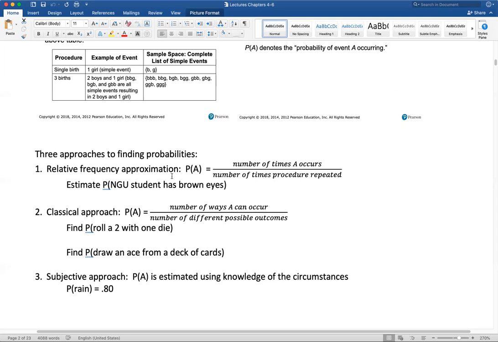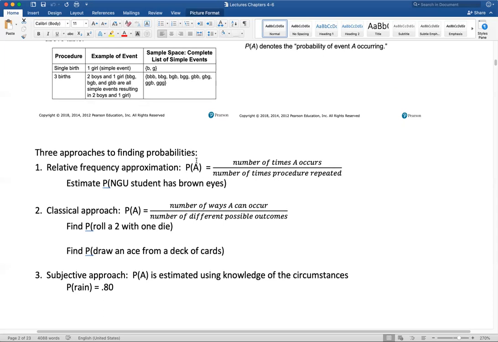So, 3 approaches to finding probabilities: the relative frequency approximation, the classical approach, and the subjective approach. In most cases, we're going to use the classical approach. What's the classical approach? The probability is calculated as the total number of outcomes in an event divided by the total number of outcomes in the sample space.